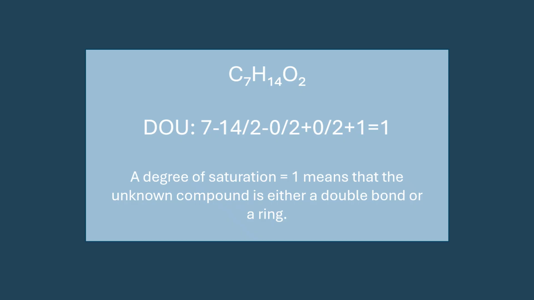We were given the molecular formula of C7H14O2. The degree of unsaturation can be found when we use the formula C minus H over 2 minus X over 2 plus N over 2 plus 1. For this compound, the degree of unsaturation is 1. This means the unknown compound is either a double bond or a ring.